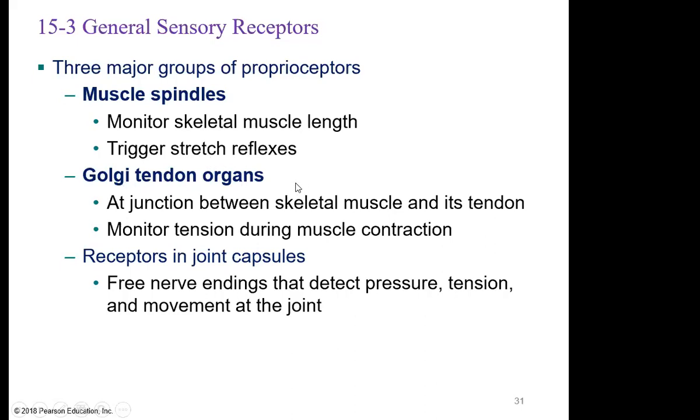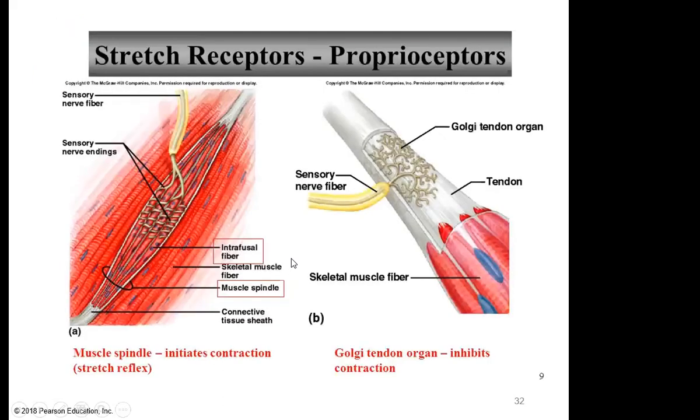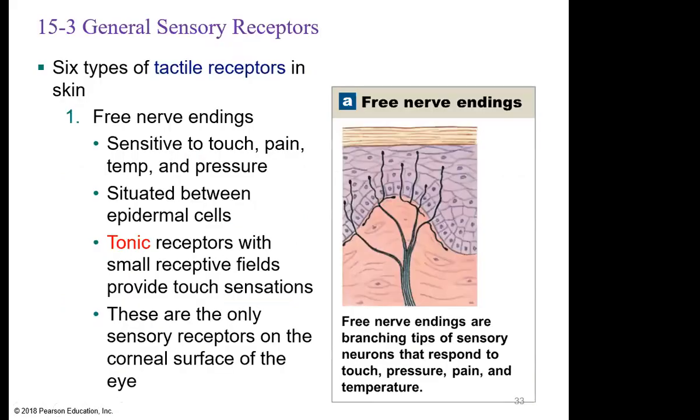Golgi tendon organs are going to monitor tension during muscle contraction. This is why when you try to lift weights, you cannot lift an unlimited capacity, because the tension is too strong and the Golgi tendon organ is saying, nope, that is too much for you, put that down, quit trying to act like that in the gym, don't be a show off, okay? Receptors in the joint capsules will be the free nerve endings that detect pressure, tension, and movement. All right, so here are pictures of our muscle spindles and our GTOs, and you'll get more information on these as we walk through the muscular system.